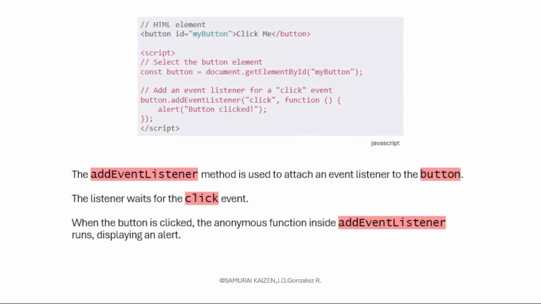A continuación, un código en JavaScript, donde el término addEventListener method es utilizado para anclar a un event listener a un botón, to a button. The listener waits for the click event. El listener aguarda por el evento click. Cuando el botón es presionado, the anonymous function inside addEventListener runs, displaying an alert.